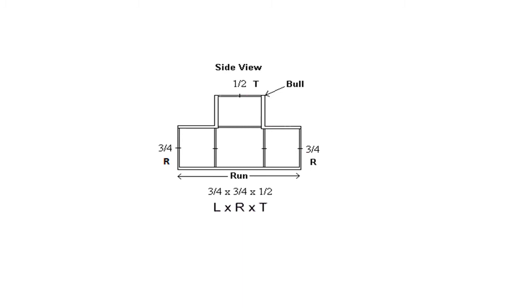When ordering T's, you must order them in a certain way to ensure you are getting what you want. T's are generally measured from the run to the branch, also referred to as the bowl. The run is the left to right or length of the T. The bowl or branch is the top part of the T. So to order this T, you would say, I need a copper reducing T that is 3/4 by 3/4 by 1/2.